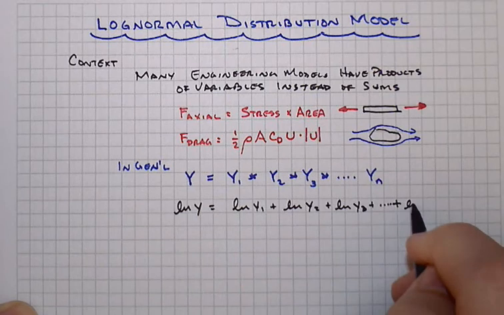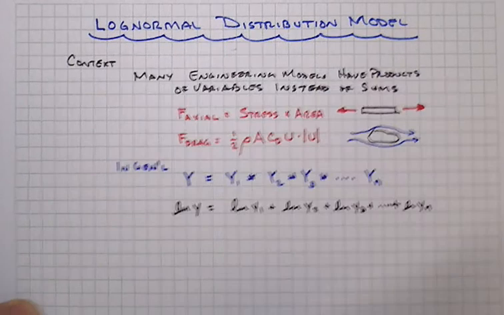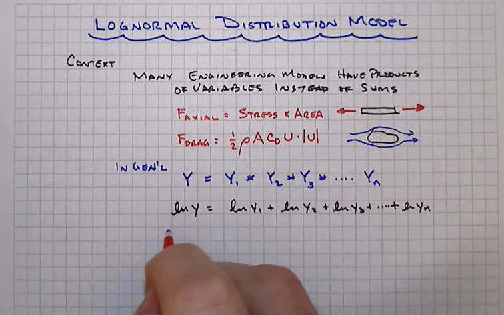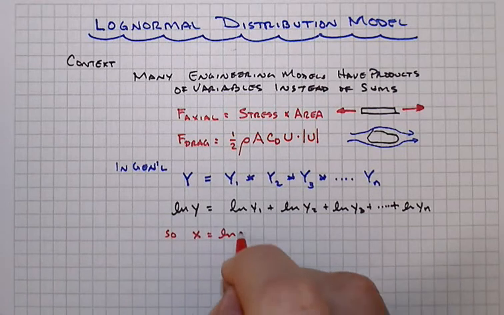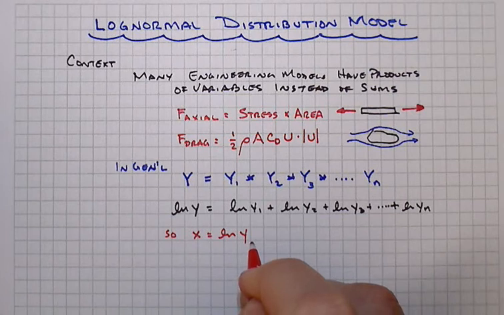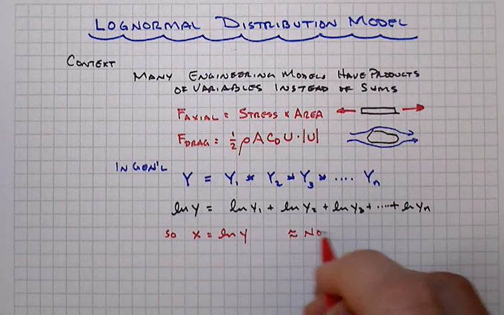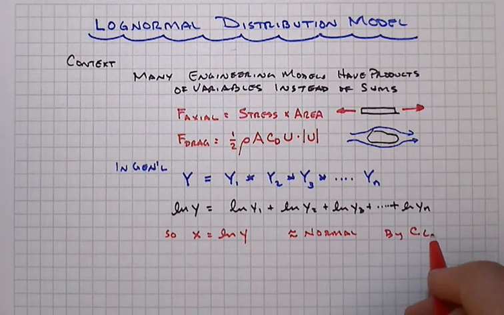Right? Because if we go take a look at x equaling natural log of y, then x is going to be approximately normal, as in normally distributed, by our central limit theorem. So that's kind of attractive.